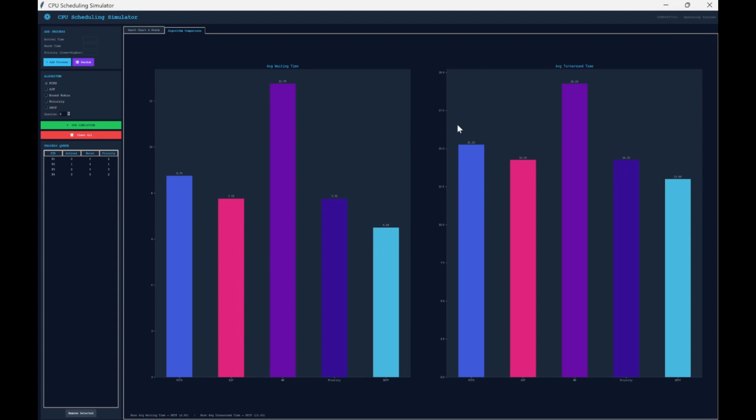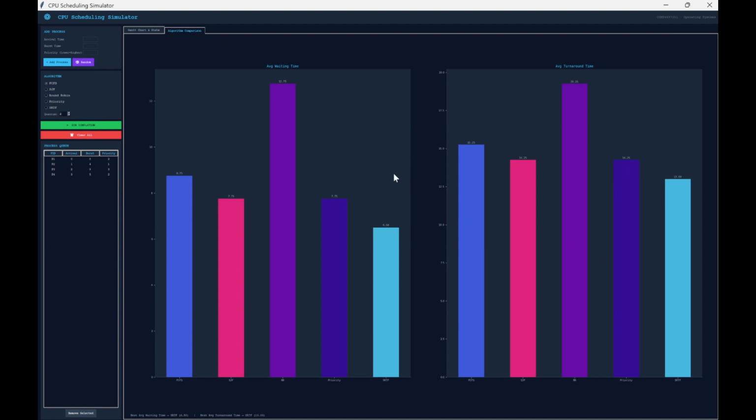So, looking at both charts again, the takeaway here is that there's no single best algorithm for every situation. SRTF minimizes waiting and turnaround time, but it requires knowing burst times in advance and has preemption overhead. Round robin is fair, but slower on average. The right choice always depends on what your system is actually optimizing for: throughput, fairness, or responsiveness.